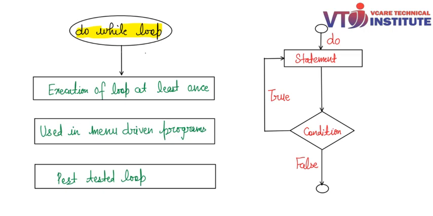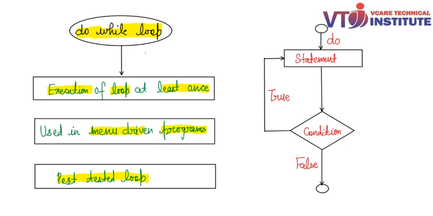Its first point is that in a do while loop there is an execution of the loop at least once, because the condition comes later, so we have to execute the loop at least once. They are used in menu driven programs, which means it is programmed by the user, like your mobile phone, like your operating systems, where the condition is provided by the user. So it is also called a post tested loop.